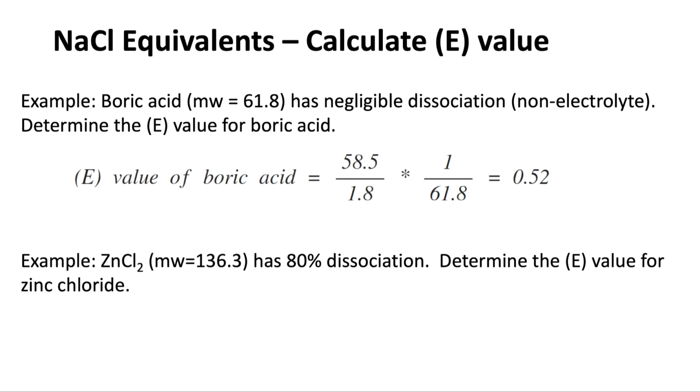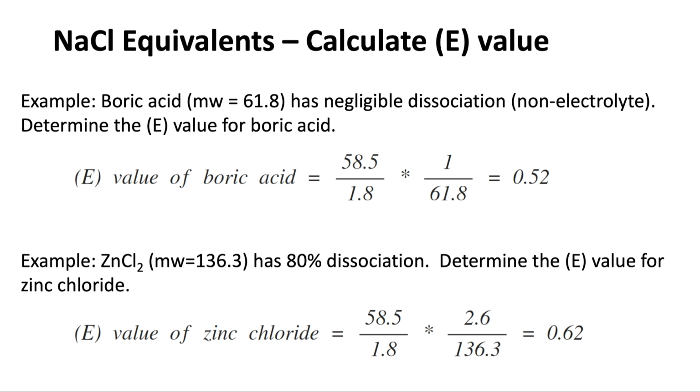All right, so let's do the next example, which is for zinc chloride, which we said has a molecular weight of 136.3, and again, 80% dissociation. This is important in determining its dissociation factor, or I value. But what we're trying to solve for is its E value, which again means how much sodium chloride is equivalent to 1 gram of zinc chloride. This solves exactly the same way as we did before, so we'll set this up.